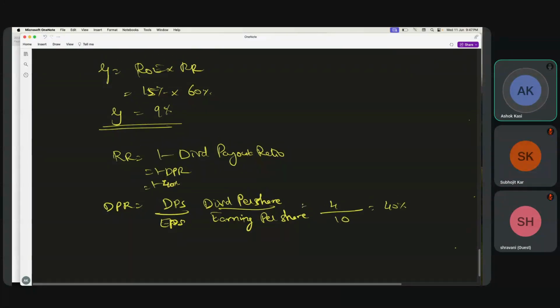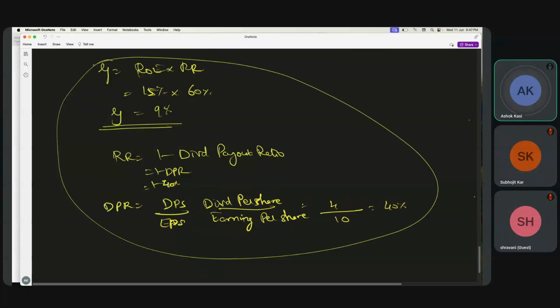Now you write down: dividend payout ratio is equal to DPS by EPS. It's a very important one. Very high chances of asking this question.